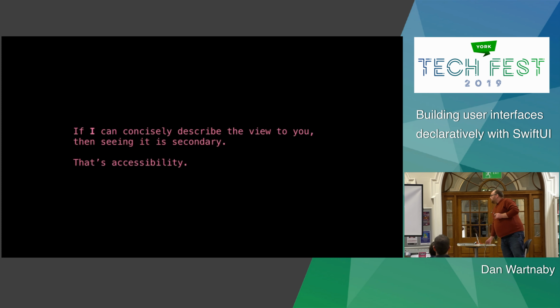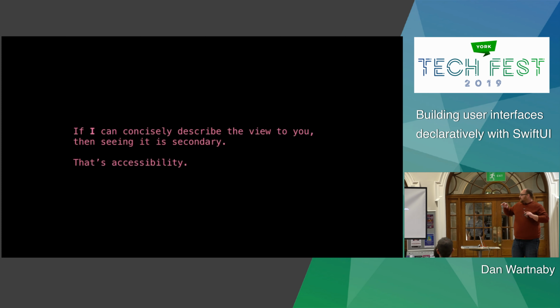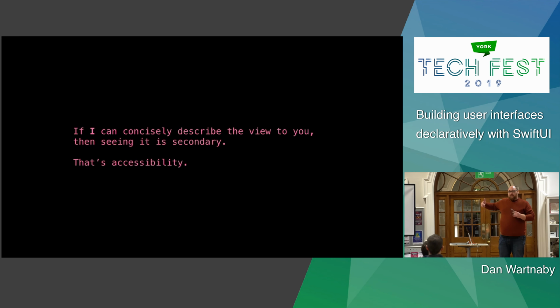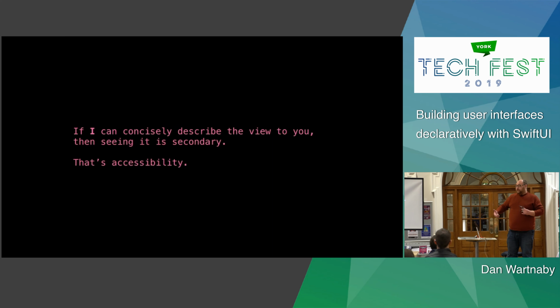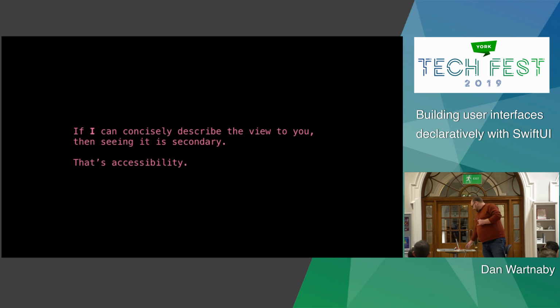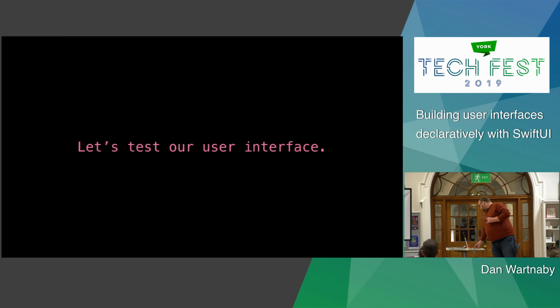Doesn't really matter though. Here's the thing. If I can concisely describe that view to you, what's in it, how it's laid out, and what it does, then seeing it is secondary. I think everybody's probably got an idea of how this works now, and that is accessibility, because that's what assistive technology is there to do. So let's test our user interface.